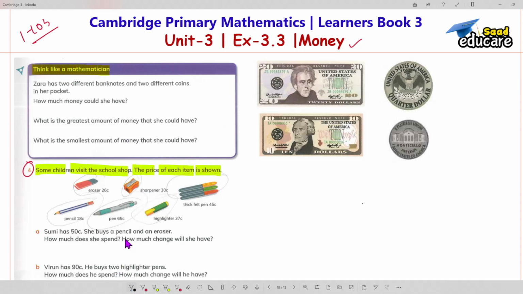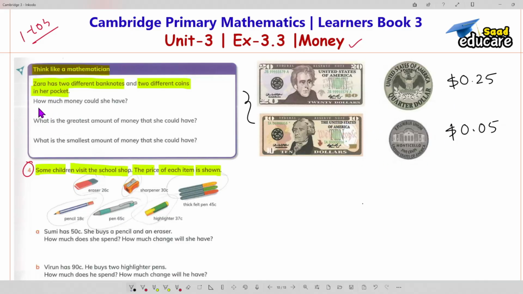So we have to finish this one first. Here it is mentioned that Zara has 2 different banknotes and 2 different coins in her pocket. Let's say the 2 different banknotes are $20 and $10. The 2 different coins are a quarter dollar, which is 25 cent, and 5 cent, which we can write as 0.05. So here we have 4 things.